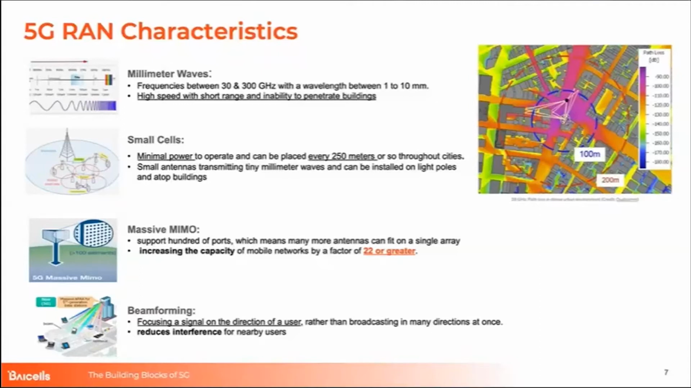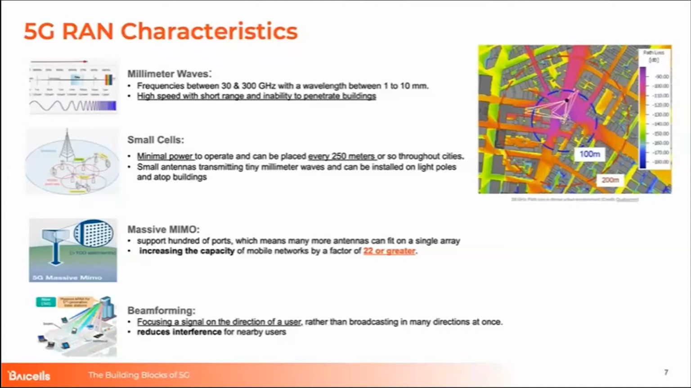Another important RAN feature is massive MIMO. With massive MIMO, you're going to have hundreds of antenna ports within the antenna form factor. This will increase the capacity of a mobile network, depending on how many arrays you have, by a factor of 22 or greater.